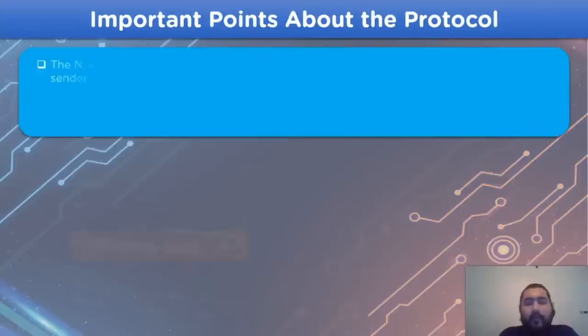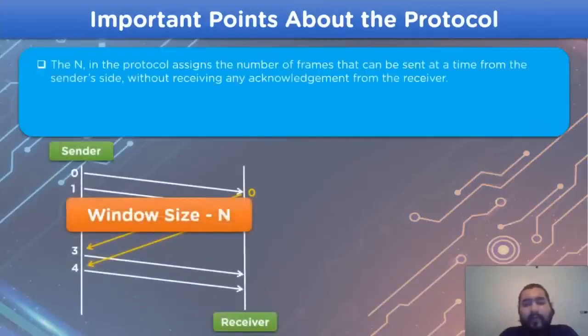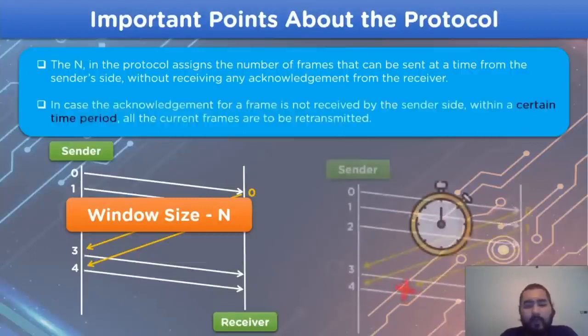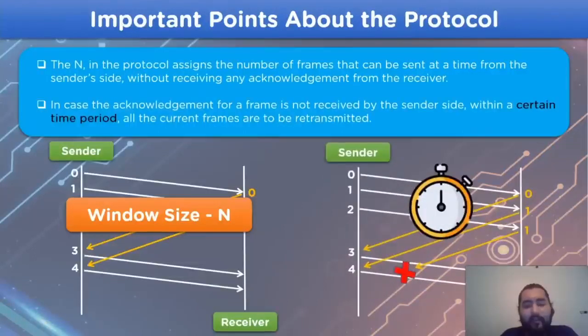As we already know, the N in the protocol refers to the window size, that is the maximum limit of frames that can be transmitted from the sender to the receiver side before receiving the acknowledgement for the previous frame. And if the acknowledgement of a frame is not received within a certain time period, then all the frames from that sequence number are to be retransmitted in the channel. This point is to be remembered properly because this will be the key point in solving a question related to the Go Back N ARQ protocol.